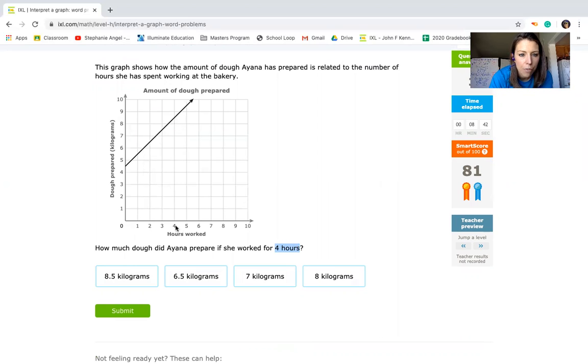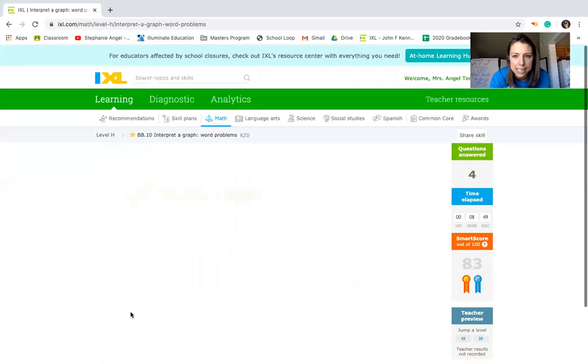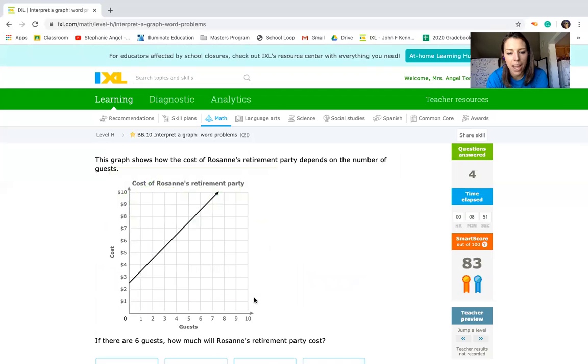So it looks like at 4 hours, she's able to make about 8.5 kilograms of dough. Let's see. And we got it correct.